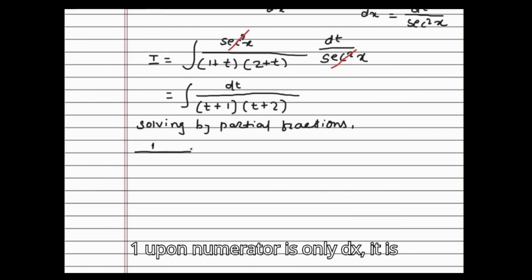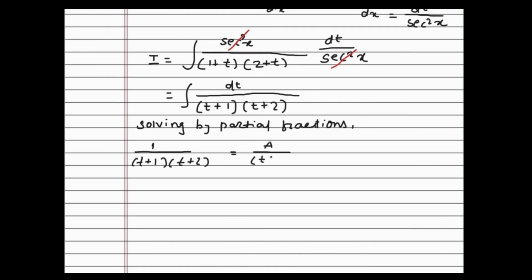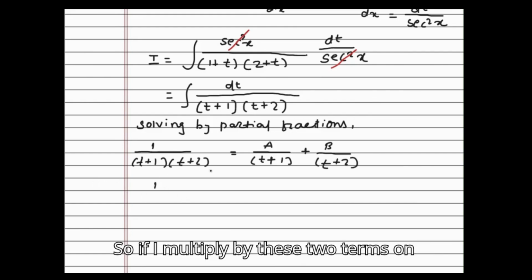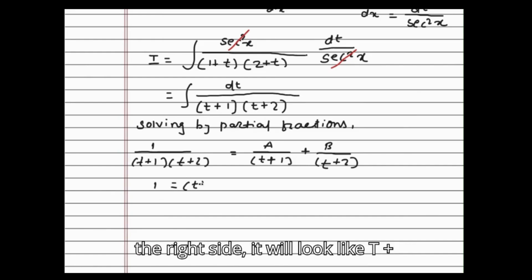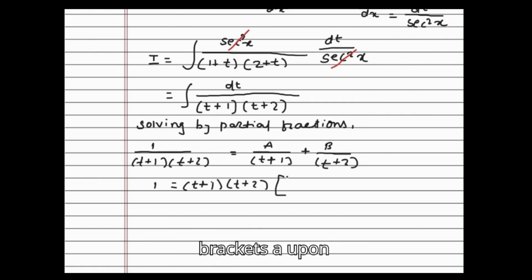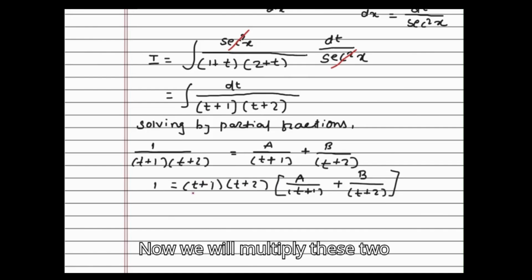The numerator is only 1, so 1 upon t plus 1, t plus 2 is equal to a upon t plus 1 plus b upon t plus 2. Let us resolve it into two fractions and find the values of these two constants. So if we multiply both sides by these two terms, it will look like t plus 1, t plus 2 multiplied by these both brackets, a upon t plus 1 plus b upon t plus 2.